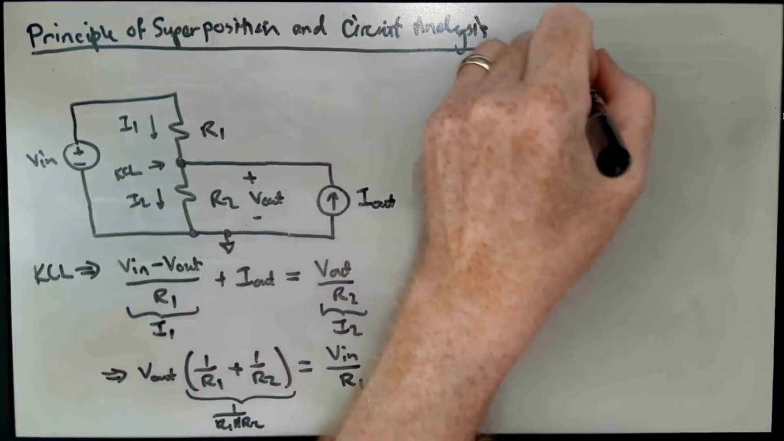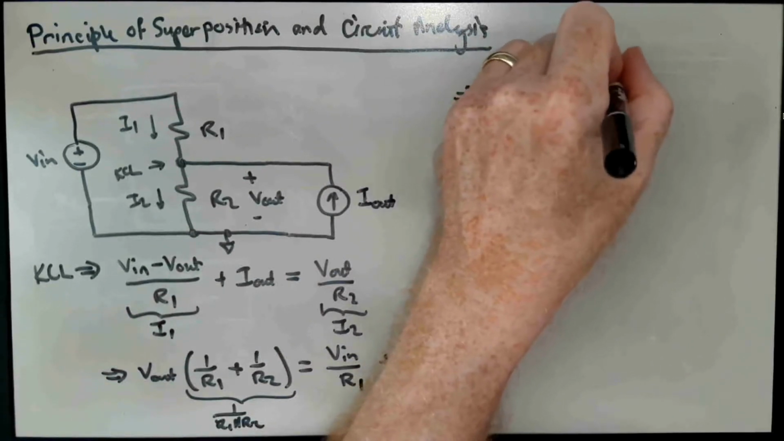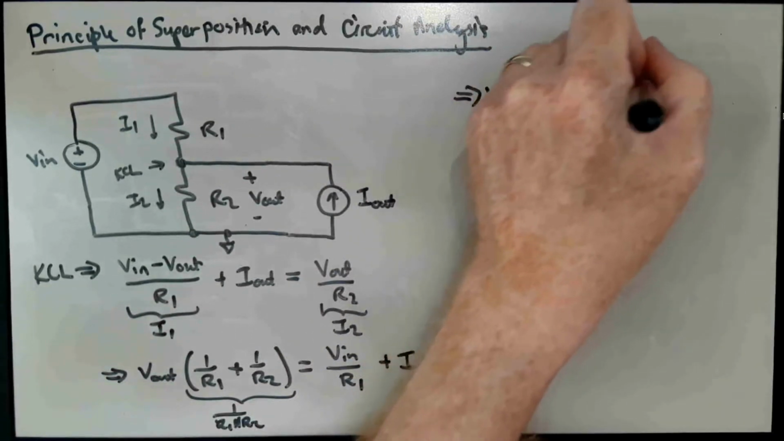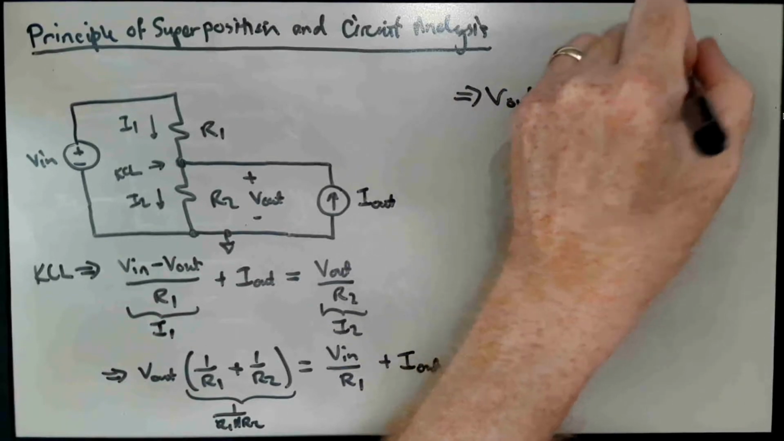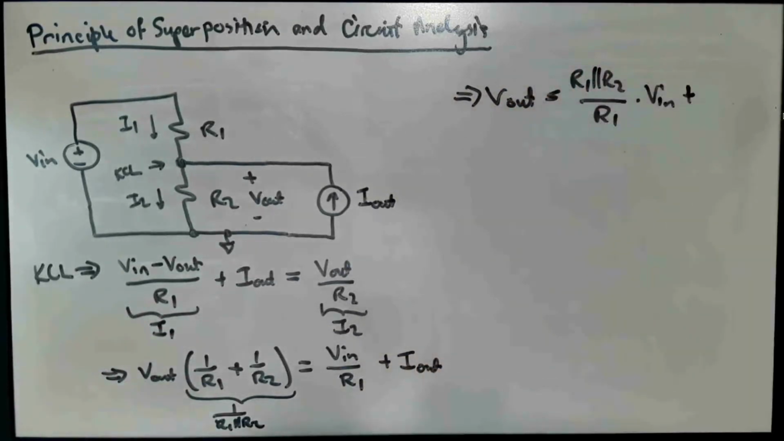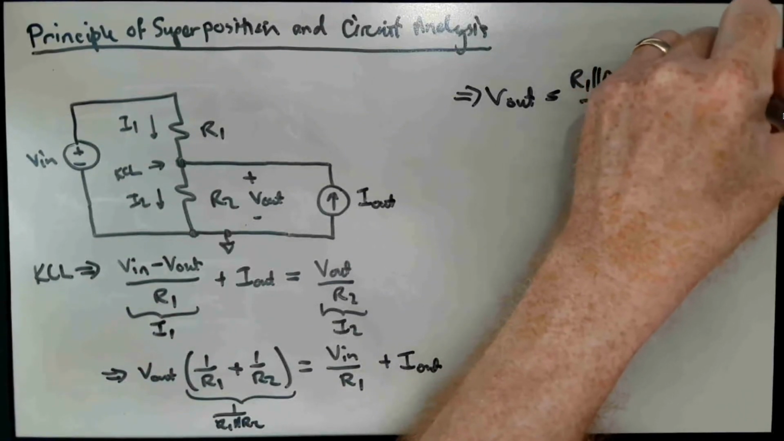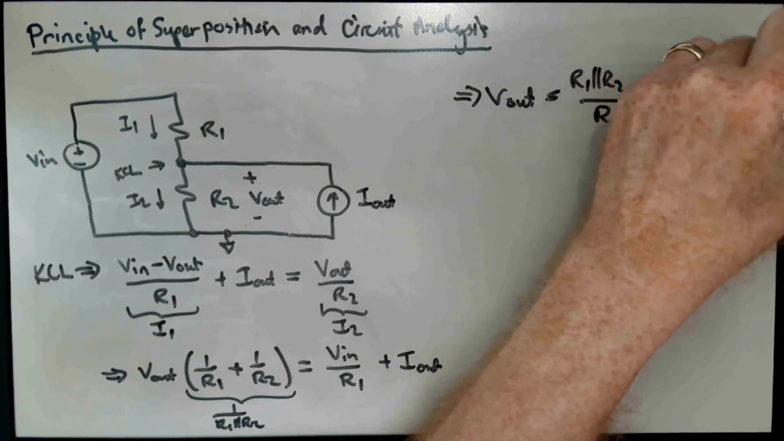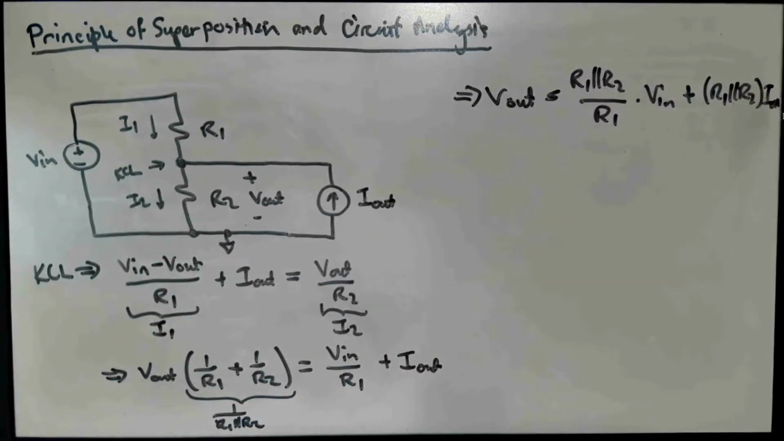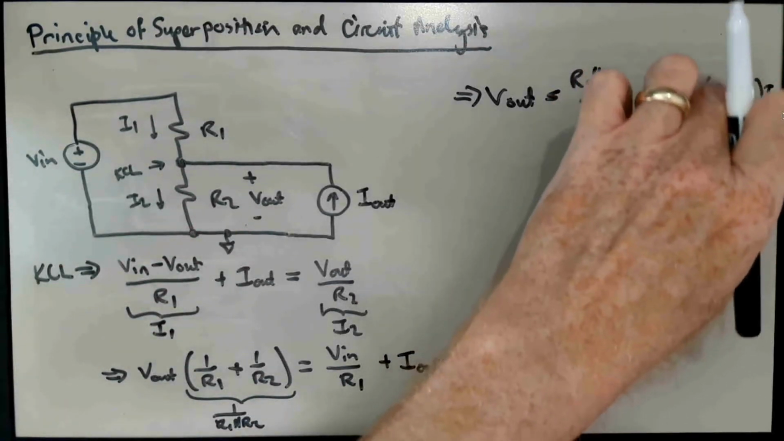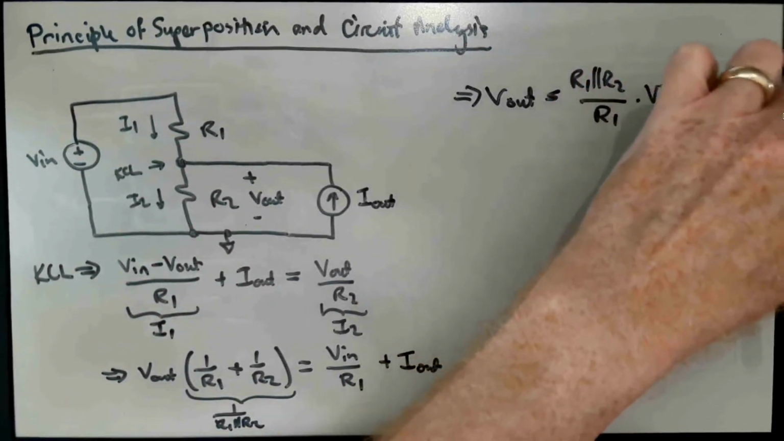as R1 parallel R2 over R1 times V in plus R1 parallel R2 times I out. Didn't leave myself enough room there. Could fix that.